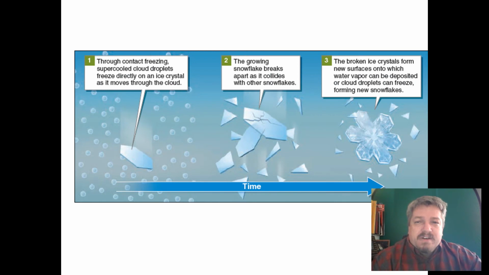Sometimes what happens is also what they call the shattering process. You have this crystal right here. It falls, it hits another crystal, they shatter into other little drops. So it goes from being a snowflake that was falling, it shatters into many smaller ones which still float, and those grow into new ones on their own.